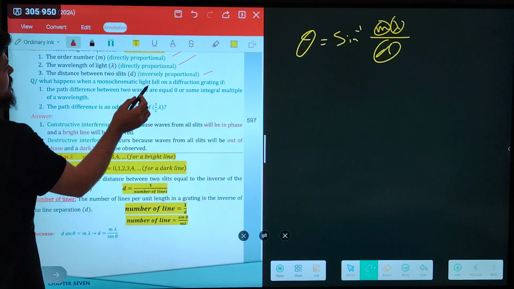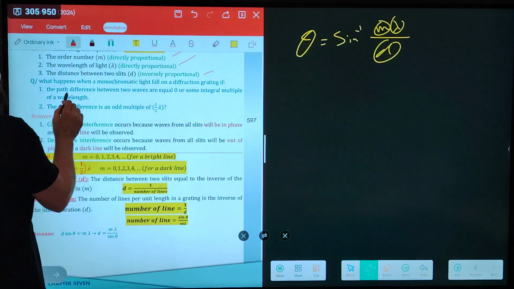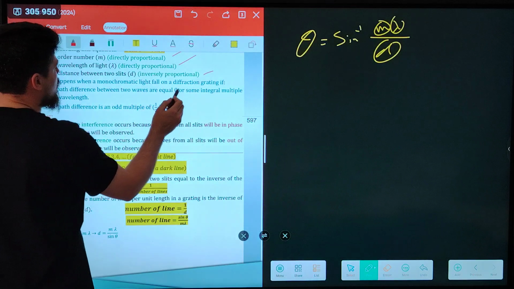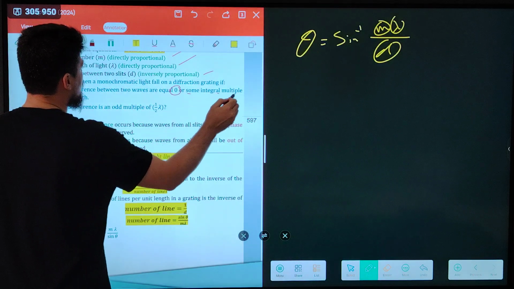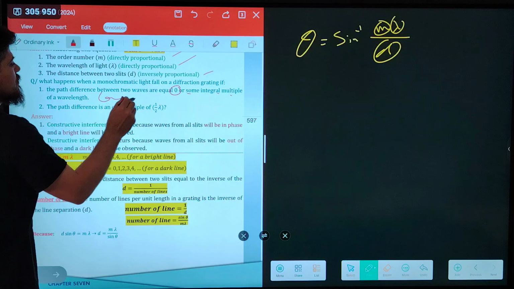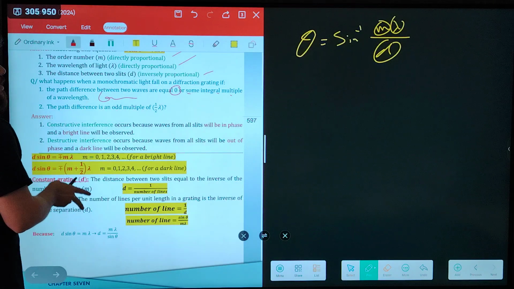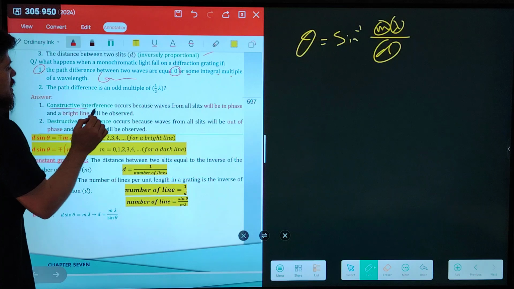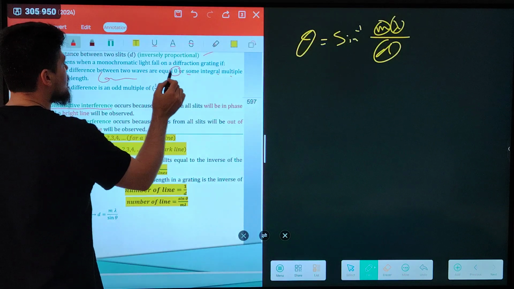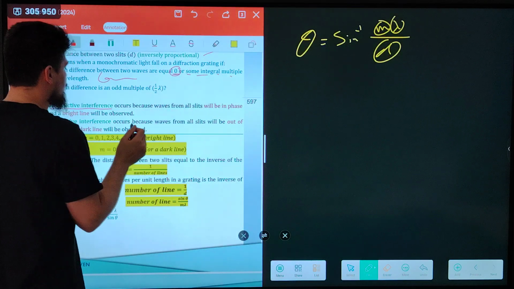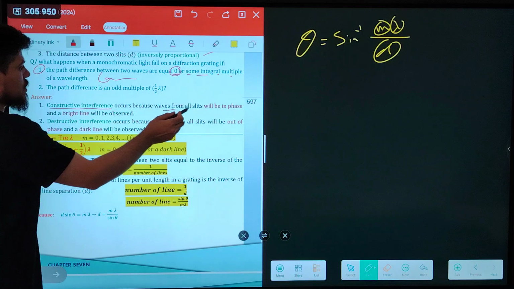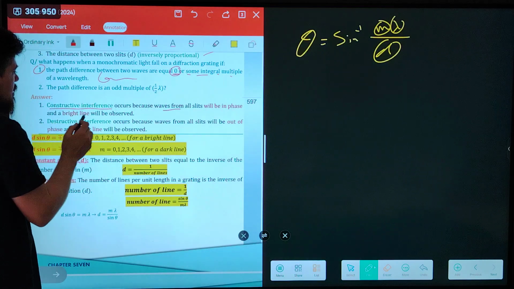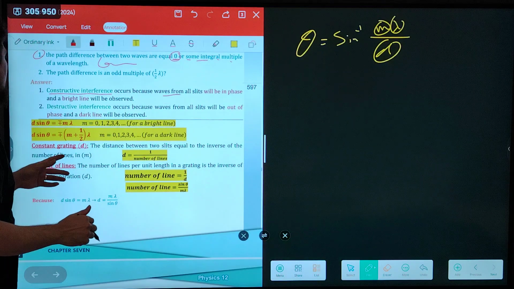What happens when monochromatic light falls on a diffraction grating? If the path difference between the two waves is equal to 0 or some integral multiple of the wavelength, constructive interference occurs and a bright fringe appears on the screen. For the first case, constructive interference occurs. Why? Because the path difference is equal to 0 or an integer multiple of the wavelength, so waves from the slits are in phase and bright lines are observed.